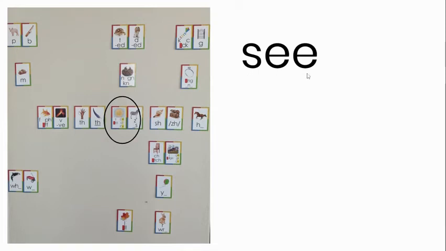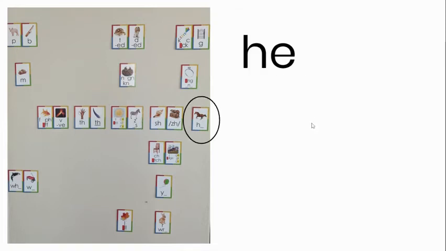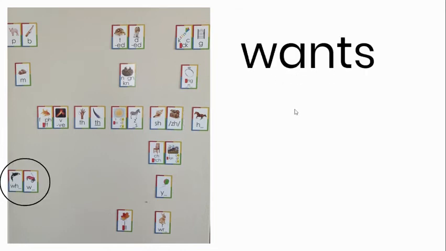Moving on to the S, we have this word see. Go ahead and say see. And then this actually rhymes with C. This is your H. It's made in the back of your throat. He. And then you have wants.